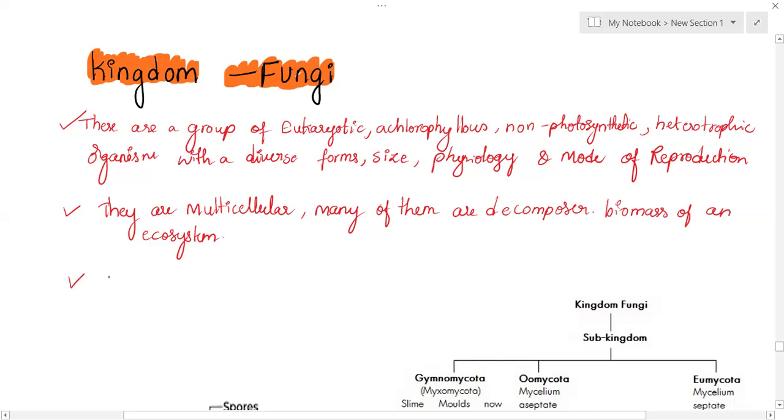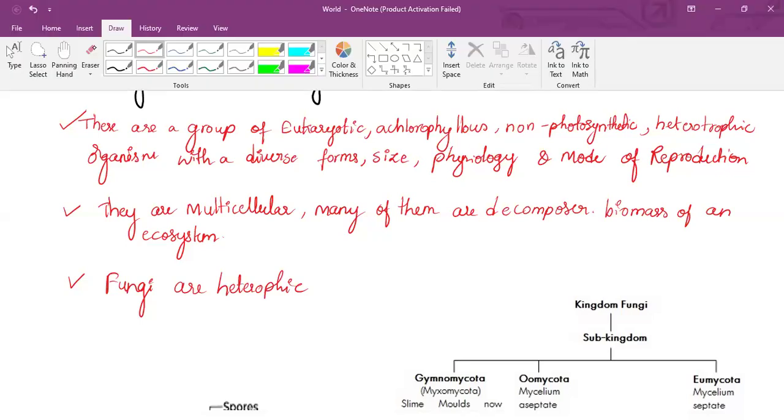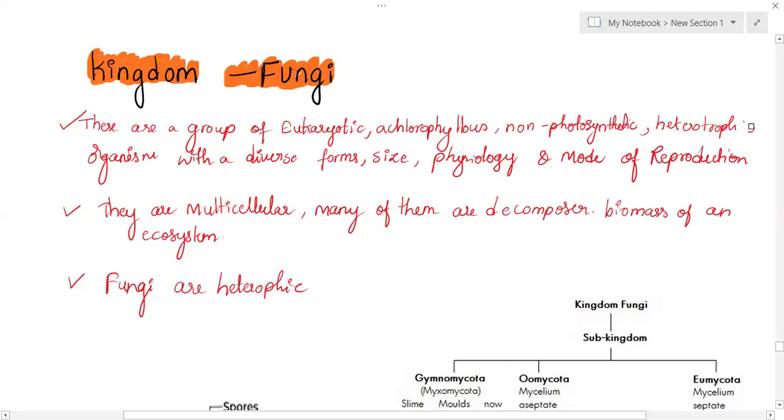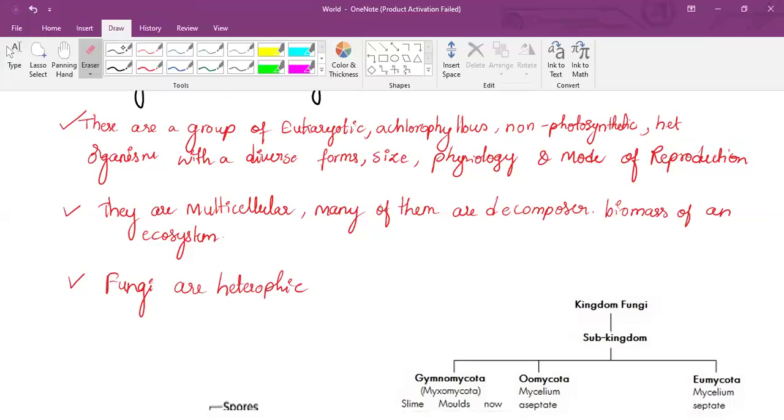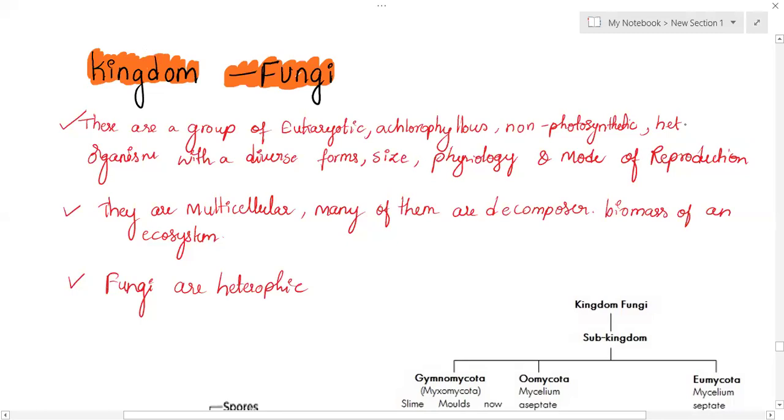Fungi are heterotrophic, they are completely heterotrophic. What is heterotrophic? It means they are dependent on other organisms for food. They can't prepare their own food. They have to depend on other organisms for food. They may be dependent on the saprophytic mode most of the time. Here they are saprophytes, I would write. These are the simple things which are enough to describe.